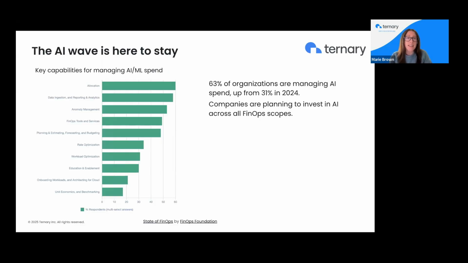And when it comes to AI, the key capabilities they're focused on aren't entirely different from the other ones we've already touched on: allocating spend, being able to view and report on AI spend, detecting anomalies. For example, if your customers are spinning up AI services, like Vertex AI with Google, perhaps they want to set up an anomaly alert rule to identify an unexpected spike in that specific service type.